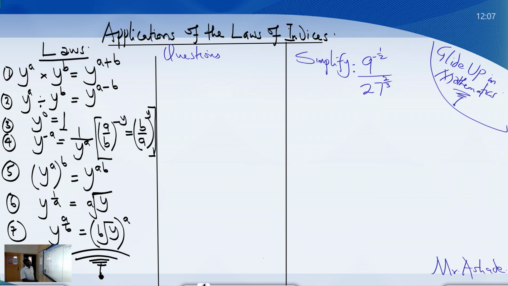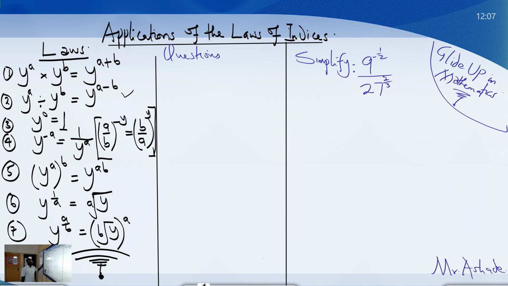We have the multiplication law, which is y raised to power a times y raised to power b equals y raised to power a plus b. When the exponents are multiplying, you add the powers together. Y raised to power a divided by y raised to power b will give you y raised to power a minus b. That's the second law, the division law.